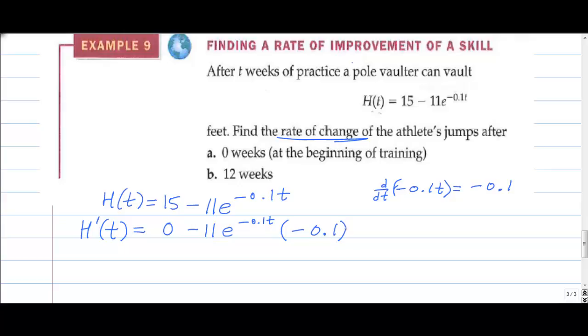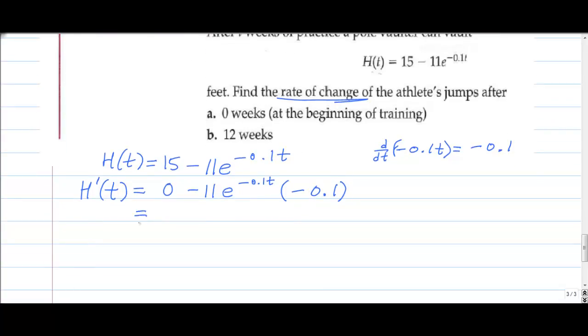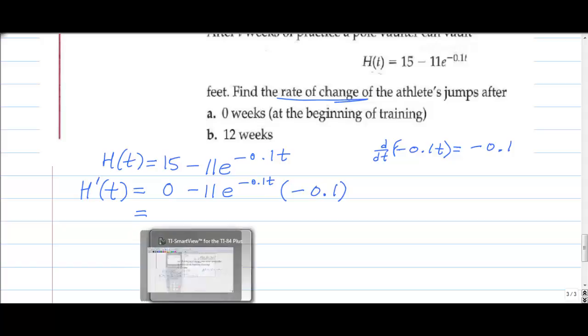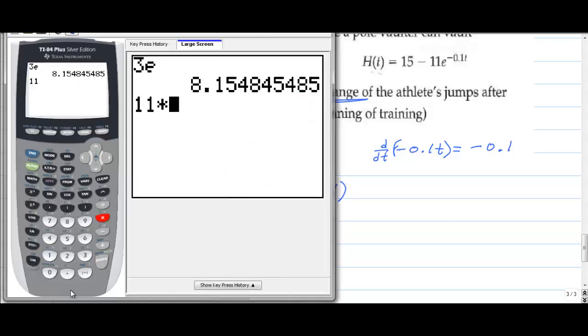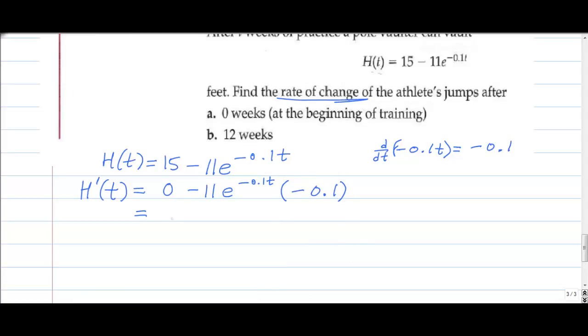Now be very careful. Don't be tempted to say, oh, this is my exponent, I'm going to bring the exponent out front and do minus 1. No, we don't do that with e to the something. You only do that when it's x raised to a power. And then the negatives cancel out, so I'm left with a positive. 11 times 0.1 gives me 1.1. So I'm left with 1.1 e to the negative 0.1 t. That is the rate of change for any time t.